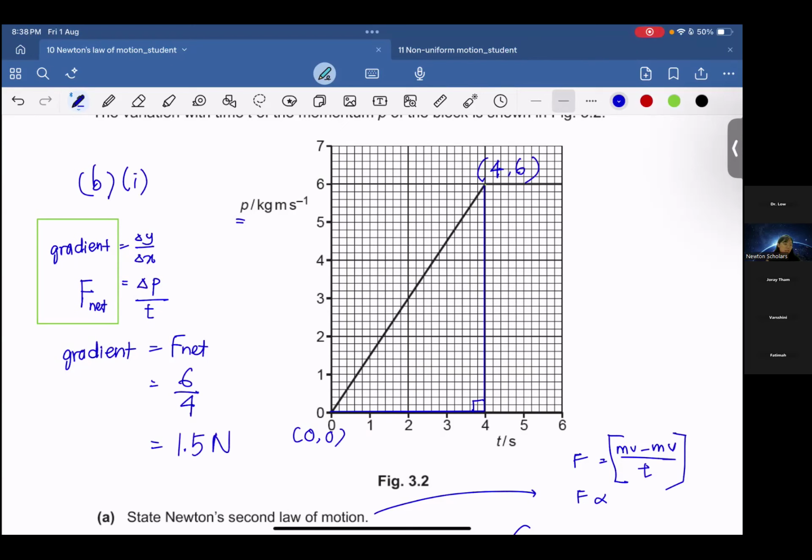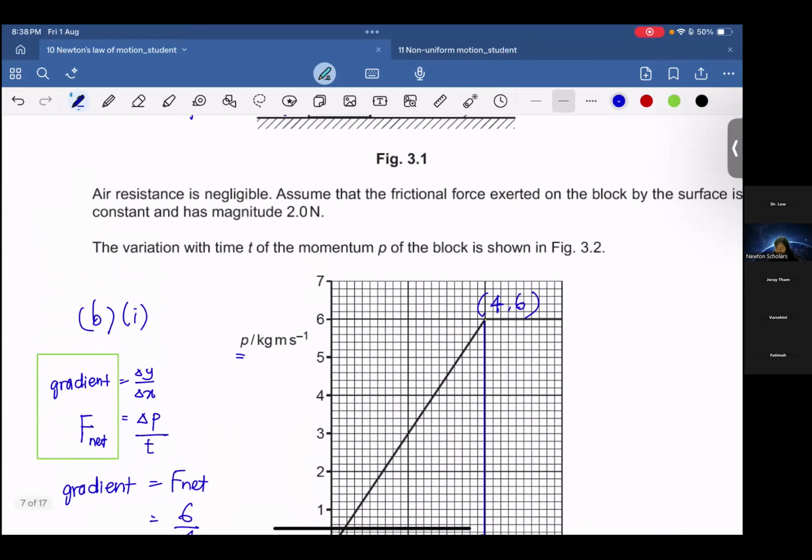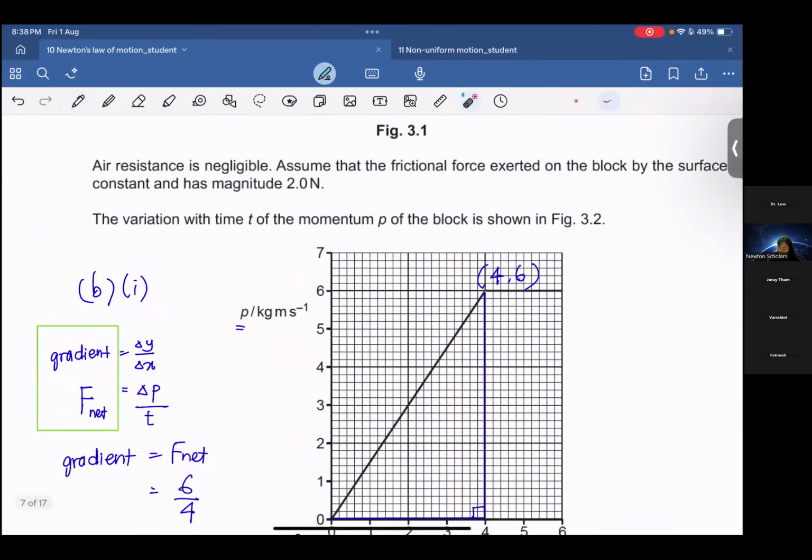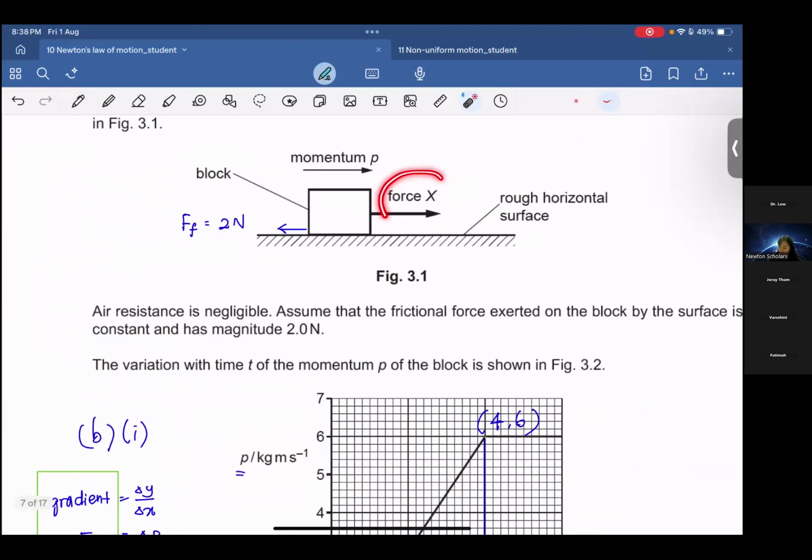So next, the question asks you to find the force X. So I slightly move up. Look at this. What is your force X? Your resultant force is 1.5 Newton. What is your force X? Okay, type your answer and let me know. Wow, good job. Others? Any others? Can you tell me your answer?